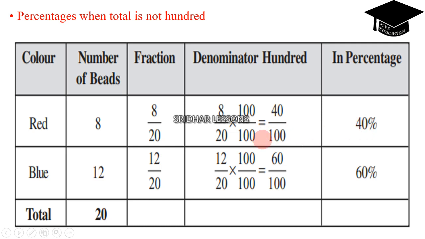When the denominator is 100, we can easily convert into percentage. Similarly, if you see the blue ones, they are 12 in number. So 12 by 20. If you multiply this by 100 by 100, that is equal to, if you simplify, 60 by 100, which is equal to 60%. This is how we convert fractions into percentages, even when the total is not 100.